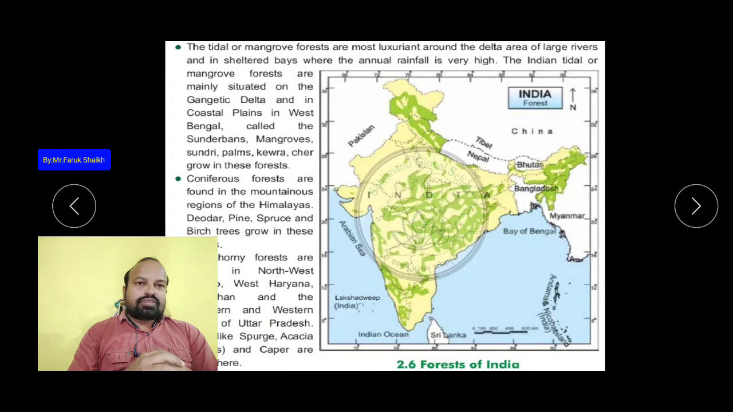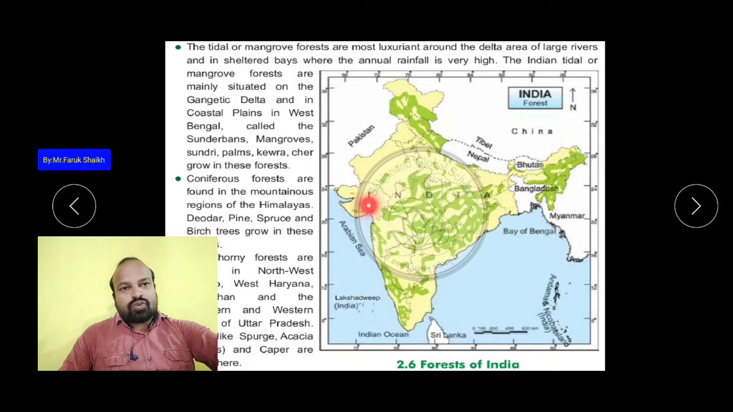Then the third type is the tidal or mangrove forest. Tidal means the forest grows because of the tide of the ocean. These forests are mainly found on the coastal regions of India, around the Bay of Bengal and the Arabian Sea, on the eastern and western coasts.